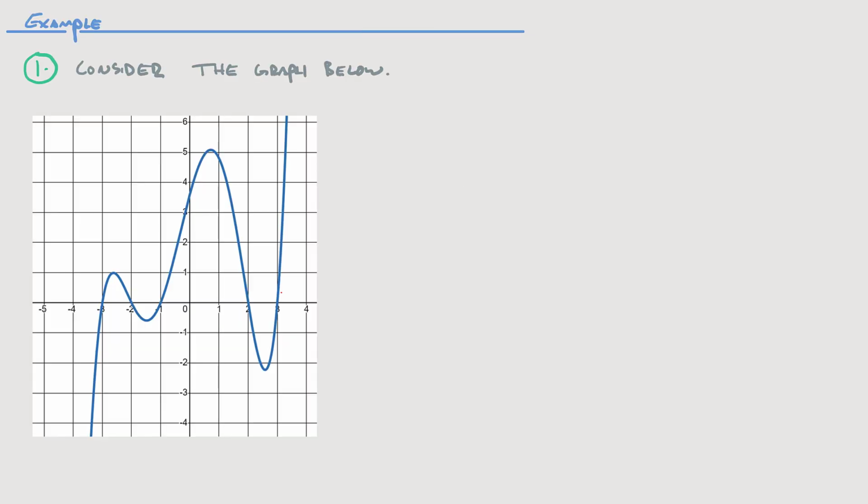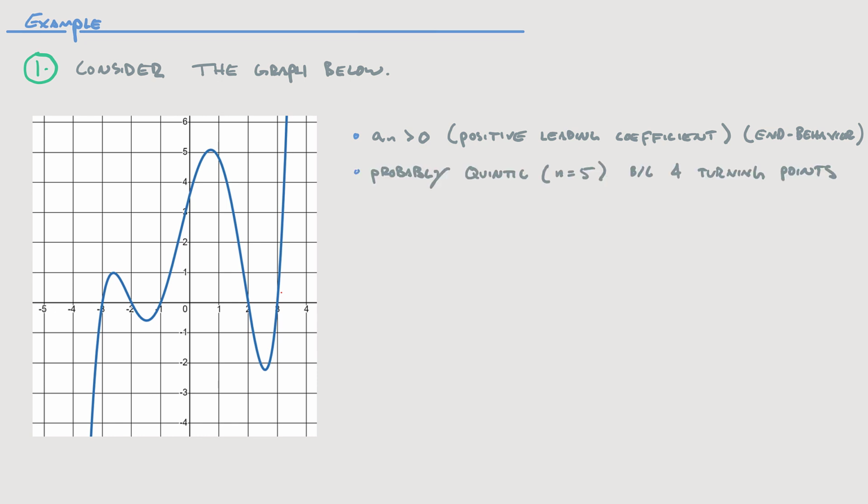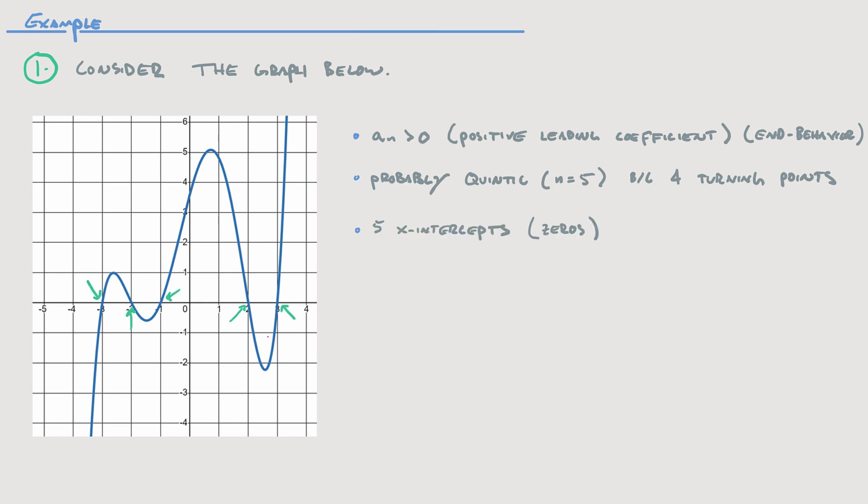All right, example number 1 says, consider the graph below. There are a few things that we should be able to get from this graph almost immediately. The first one that jumps out to me is that it's got to have a positive leading coefficient because it's rising on the right and falling on the left. It's probably quintic because it's got 1, 2, 3, 4 turning points, so it's probably a degree 5. And it also has 5 x-intercepts, which falls in line with our assumption of it being a quintic polynomial.